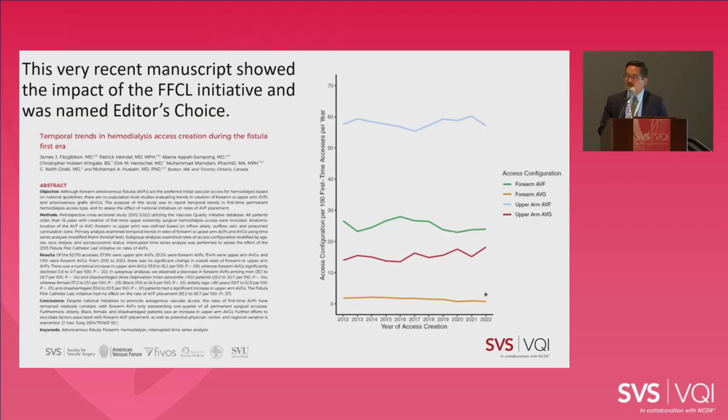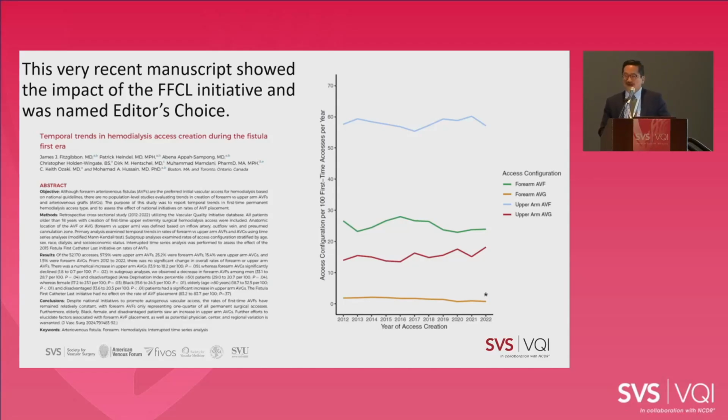Here's another publication that was actually very important. This was named Editor's Choice: Temporal Trends in Hemodialysis Access Creation During the Fistula First Era. This again used VQI data, and it demonstrates that despite lots of effort to create more fistulas during the time that this was popular, nothing really changed very much, which was a little bit disheartening. But it's still important to know.